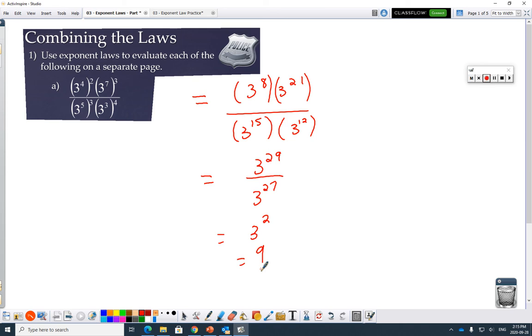Any questions about that? This time I did go to 9, because when I went 3 squared, that's a pretty reasonable number, so I'm going to get that as a number at the end. More time on that one? Who needs more time? It's good.